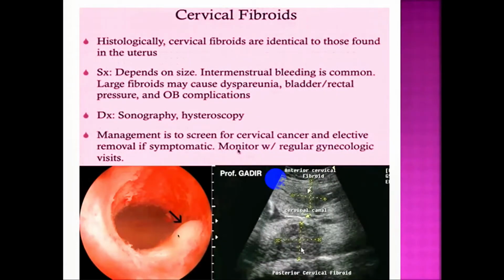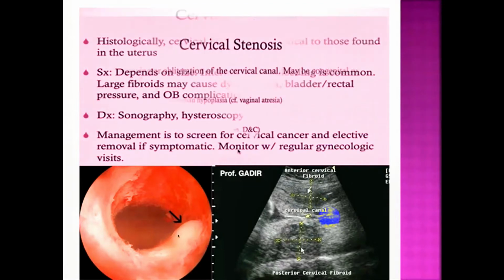Cervical fibroid, like this, this is how it looks, and this is by ultrasound. Histologically, cervical fibroids are identical to those found in the uterus. Depending on size, intermenstrual bleeding is common. Large fibroids may cause dyspareunia, bladder and rectal pressure, and obstetrical complications. Diagnosis is by sonography and hysteroscopy. Management is to screen for cervical cancer and elective removal if symptomatic. Monitor with regular gynecological visits.